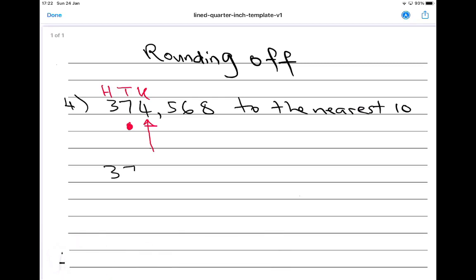So that number 374,564 will be equal to, so we said because 4 is smaller than 5, we cannot add 1 to 7. So 7 stays as it is, but the 4 is obviously replaced with 0. And everything after that should be thrown away. So your answer is 370 to the nearest 10.